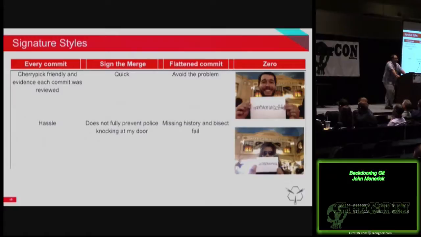Or you can just flatten it into one huge patch or diff file. But then again, you'll miss history, and then when people come back to blame you, why did you introduce this defactor bug or backdoor? It'll be like, well, it wasn't me. And they look at the history, and there's no history there. It was you.